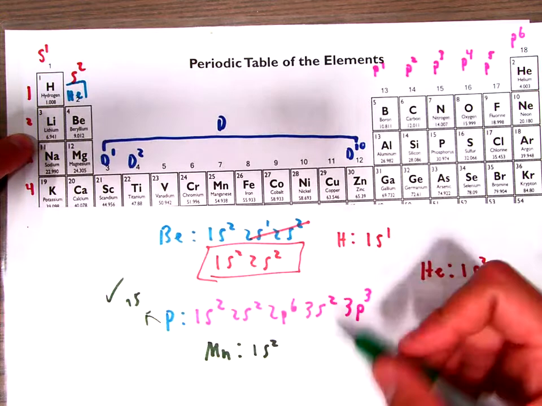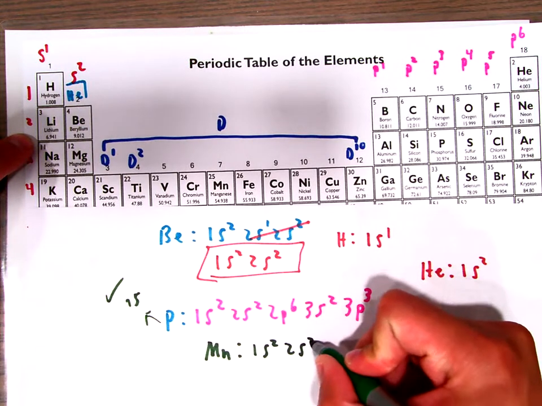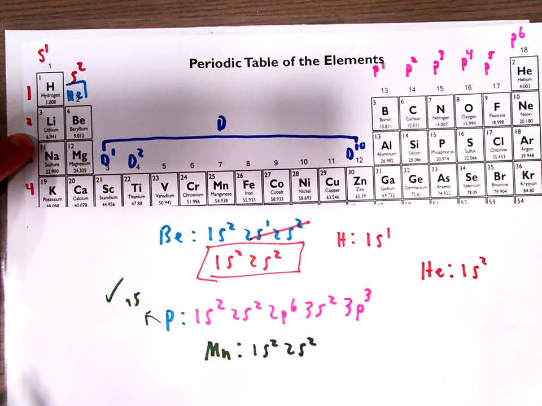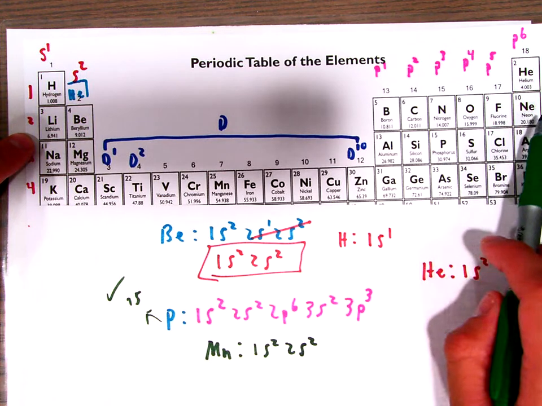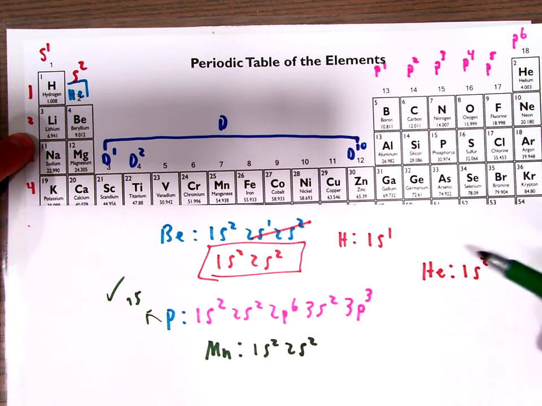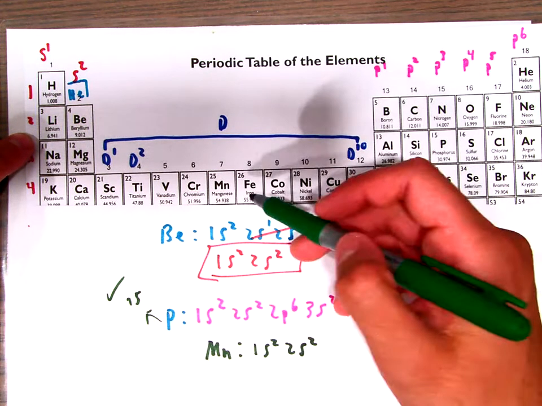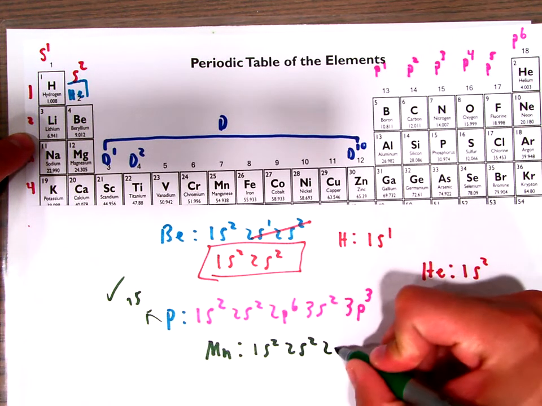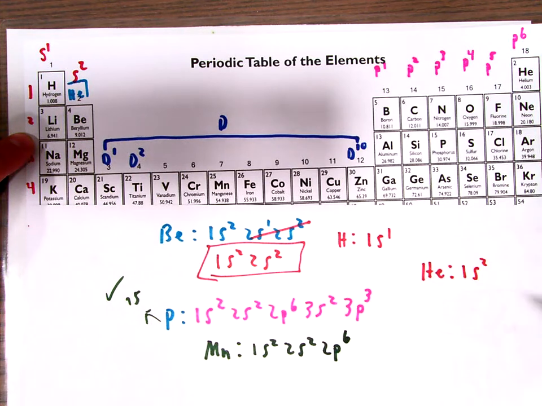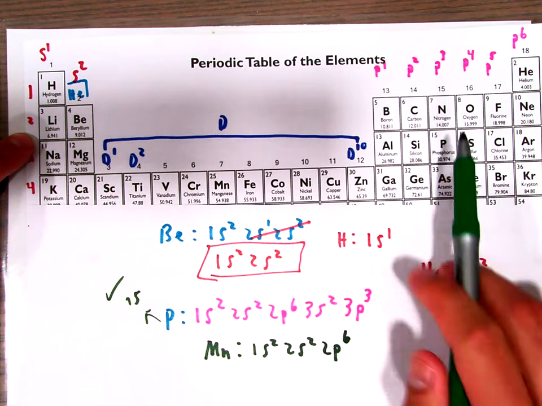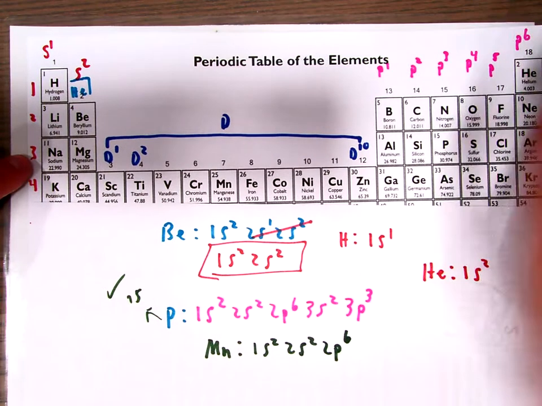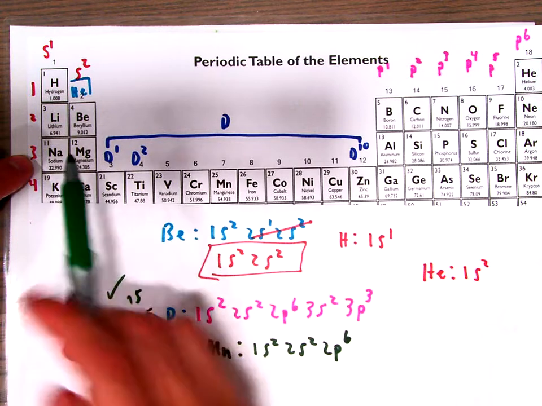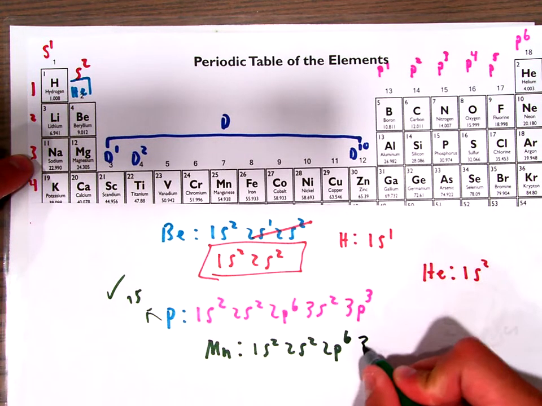2s1, 2s2 filled up. Okay. Now my 2p orbitals are all filled up because they all have electrons in them, because we're trying to get to that last orbital. 2p6. Okay. That brings us to here. Now we're at the third level, 3s1, 3s2. That's filled up. 3s2.